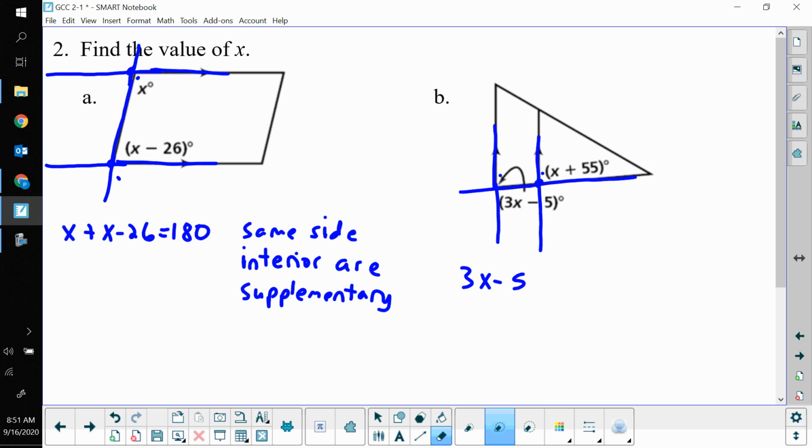And this is a lot of what geometry is. It's recognizing the geometric relationship, and once you know that relationship, using it to set up the equation. Once you have the equation set up, the equations probably are not as hard as some of the ones that you did last year, but the difficulty is knowing the geometric relationship and knowing what equation to set up. So our justification would be corresponding angles are congruent.